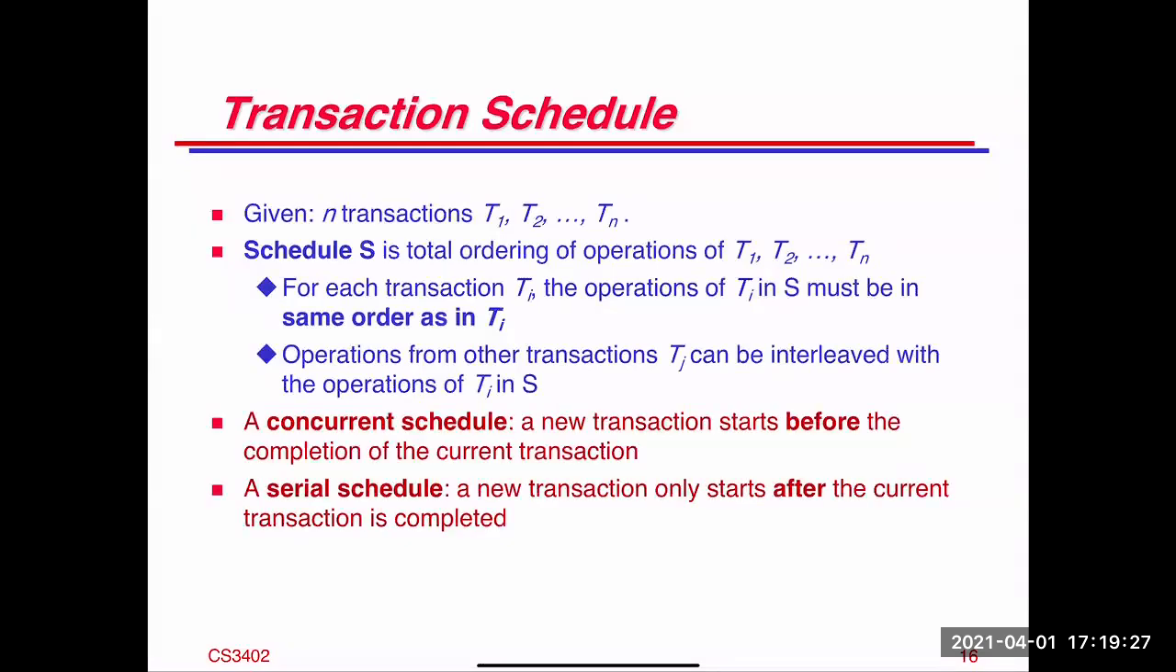Now, if we do that, then we have a concurrent schedule. So a new transaction starts before the completion of the current transaction. On the other hand, if we don't allow that, if we want a new transaction to only start after the current transaction has completed, then we have a serial schedule. So everything happens in sequence.